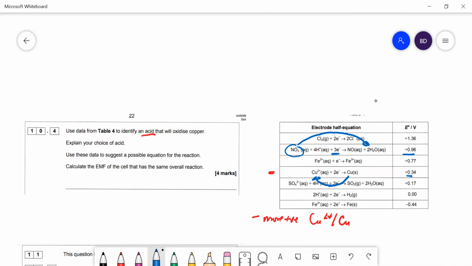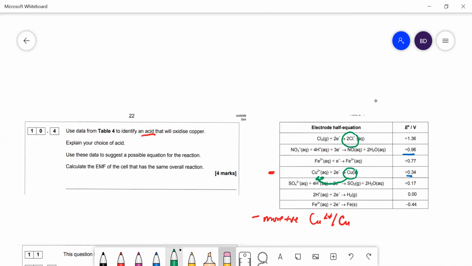Right. Just for the sake of completion, why can't hydrochloric acid do it? Well, that is because chloride ions are not a potential oxidizing agent, and you need an oxidizing agent to make the copper go backwards. If anything, chloride ions are a potential reducing agent. So that wouldn't work at all. So nitric acid is the answer to that.